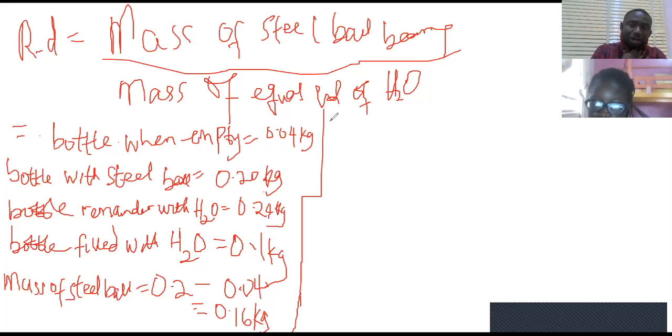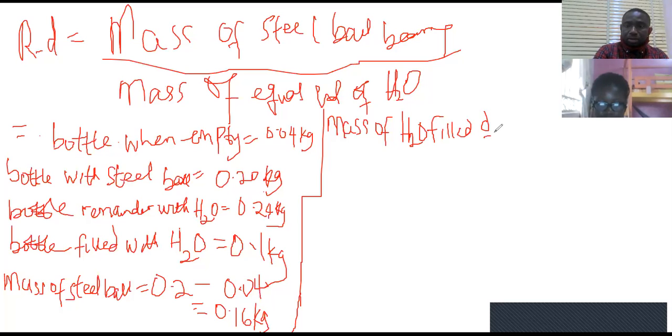There are two things we need to get here. Number one, the mass of water filling the bottle. And we're also going to come to this bottle remainder with water. So the mass of water filling the whole bottle.